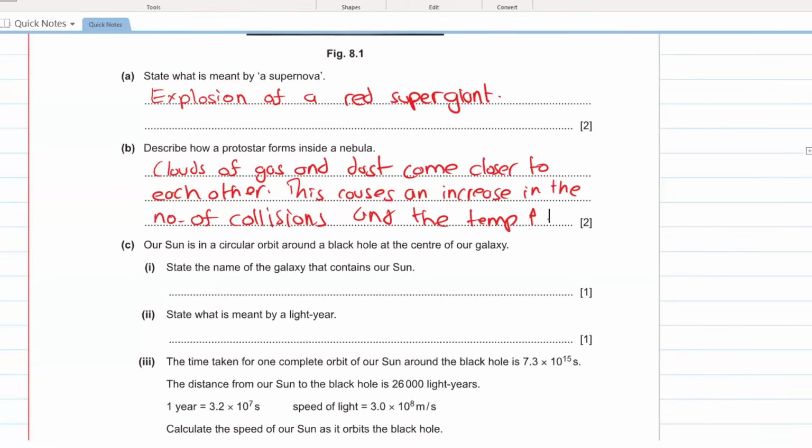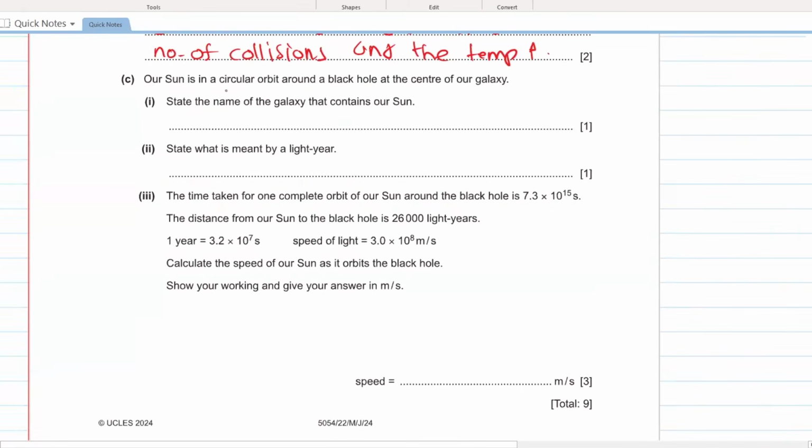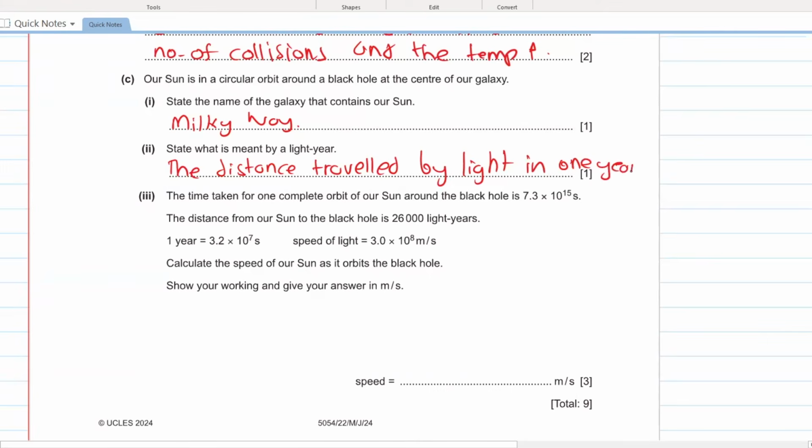Let's further move ahead. Our sun is in a circular orbit around a black hole at the center of our galaxy. State the name of the galaxy that contains our sun: Milky Way. State what is meant by a light year: the distance traveled by light in 1 year is known as light year.